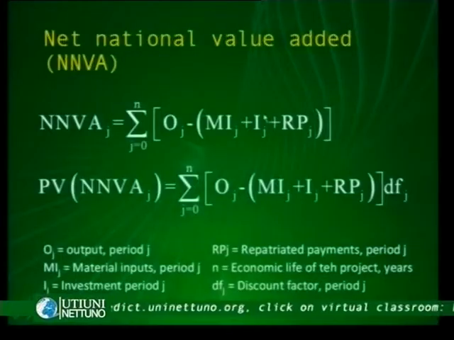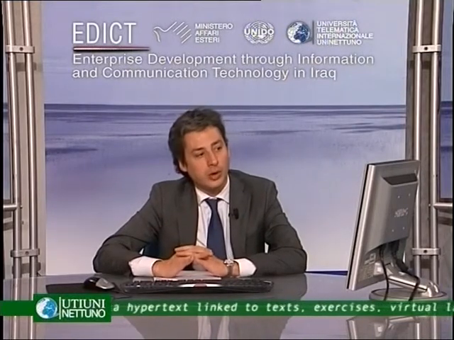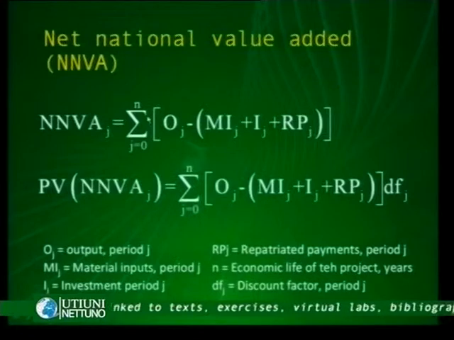So if we stop here after Ij, so after the investment made in time j, we will have again the net domestic value added. But here we are adding to these variables, and so we are subtracting from Oj also the repatriated payments that, as I was saying at time j, are the payments made by foreign subjects to their home countries. So the difference between the output generated by the project at time j and material inputs, investment, and repatriated payments is the measure of the net national value added created at time j.